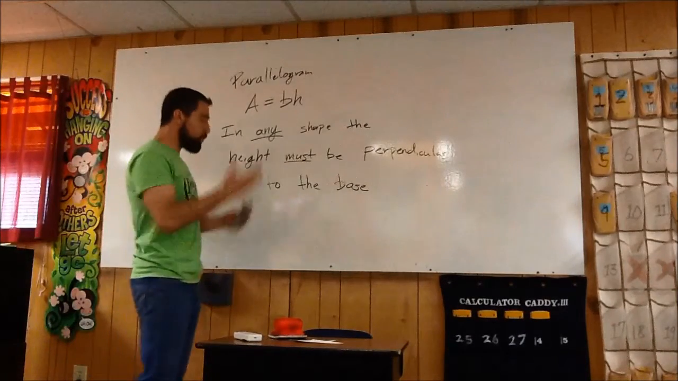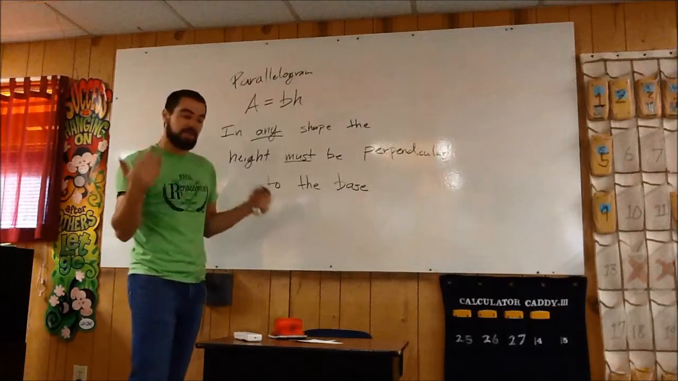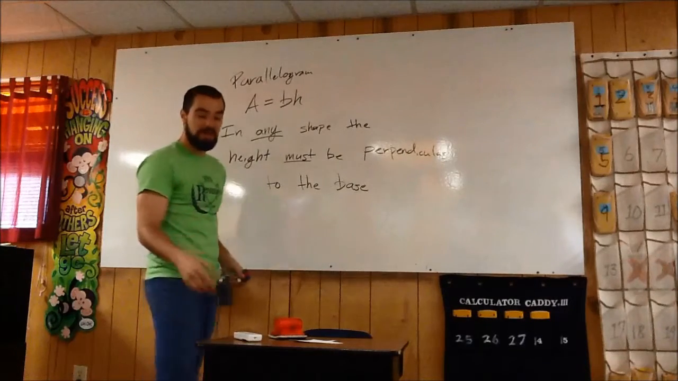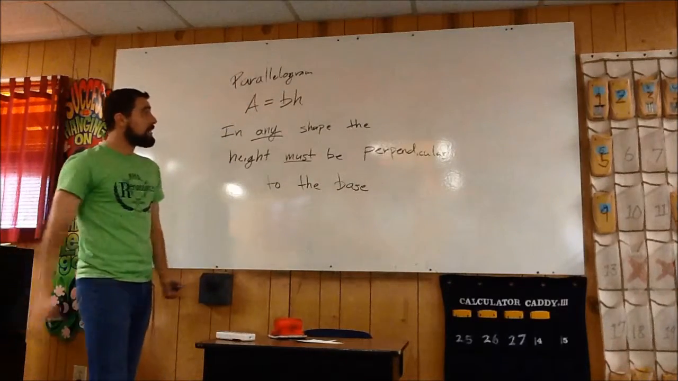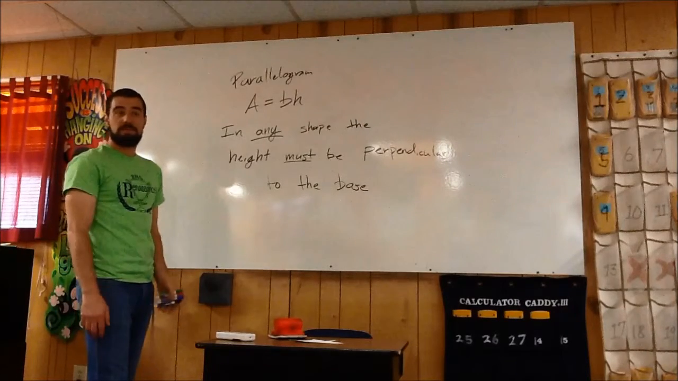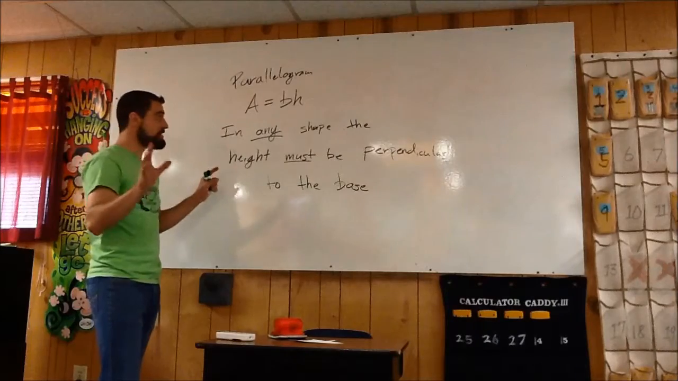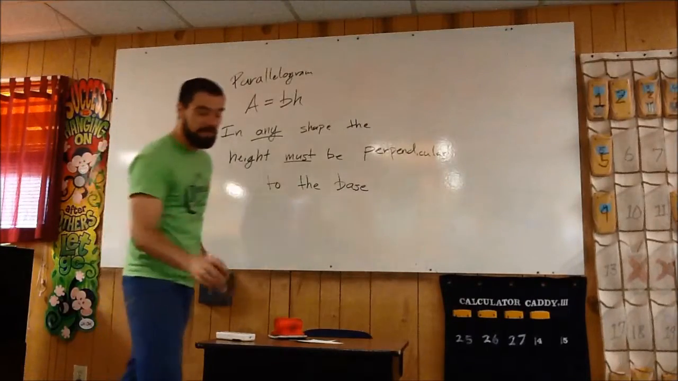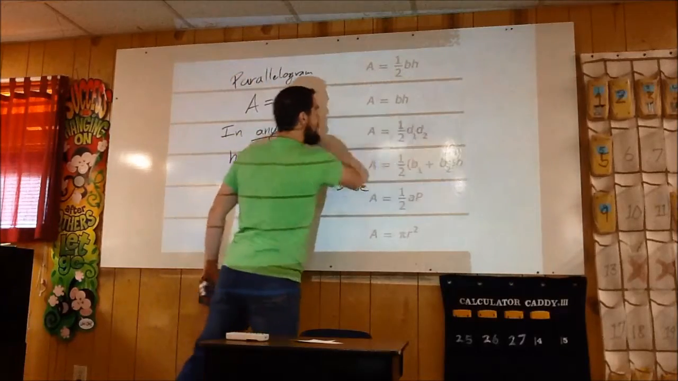And when you draw that auxiliary segment, make it so that it creates a right triangle so you can solve that using special rights or trigonometry. But I don't feel like we really need to write anything else for the area of a parallelogram. It's base times height. It's extremely similar to a rectangle. But just make sure that in any shape, not just parallelogram, the height must be perpendicular to the base. Okay, let's go on to the next one.